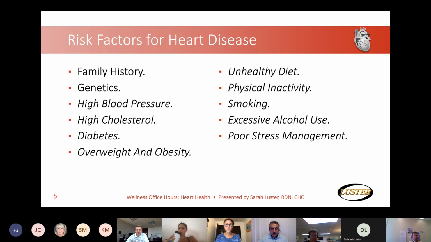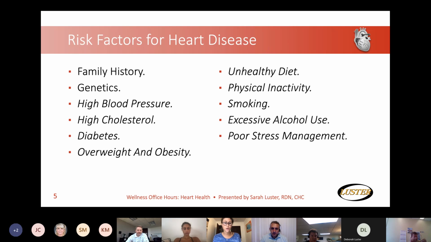And these are the risk factors for heart disease. So these are the things that can contribute to developing heart disease. The two things that are not italicized, family history and genetics, those are things that you don't really have any control over, obviously. But then the rest of the risk factors, those are things that you can modify through lifestyle changes.